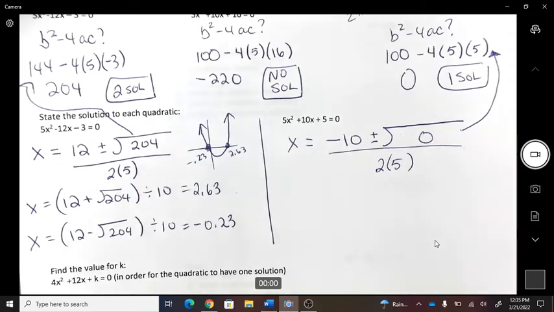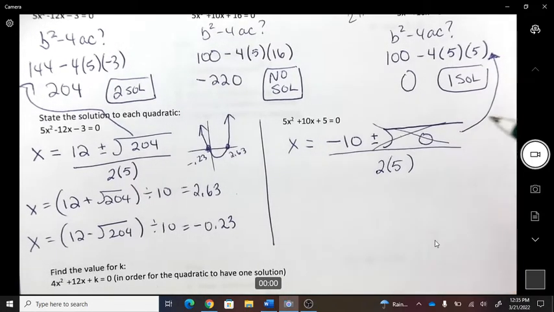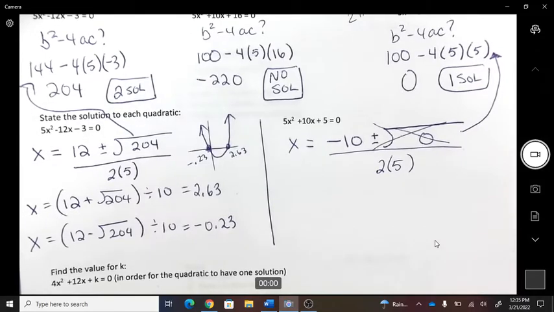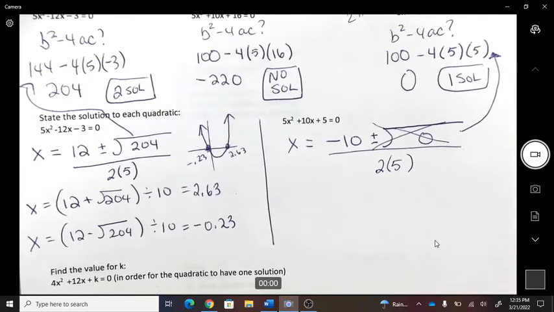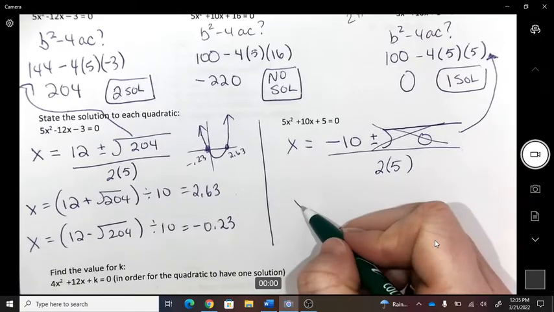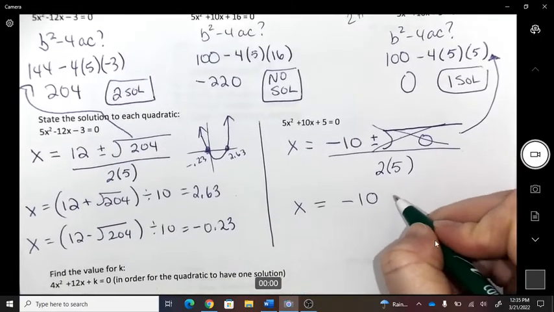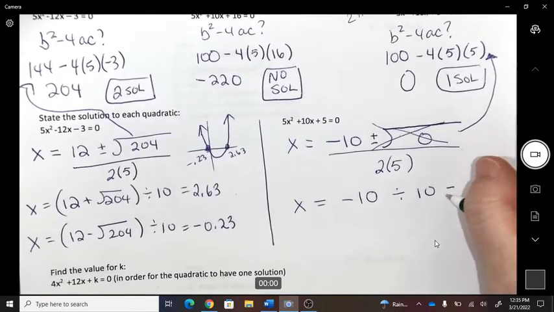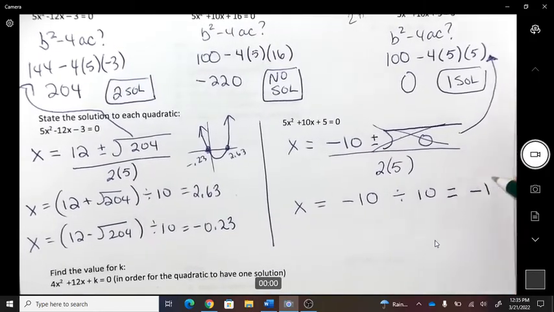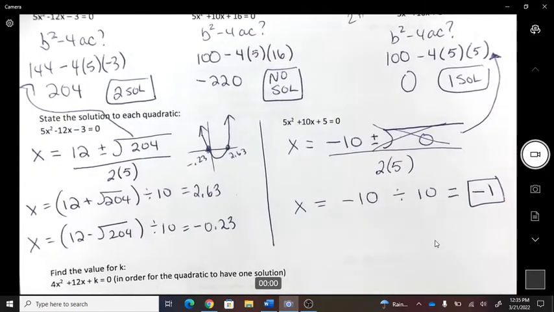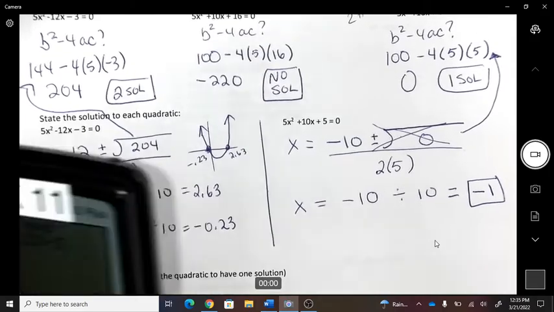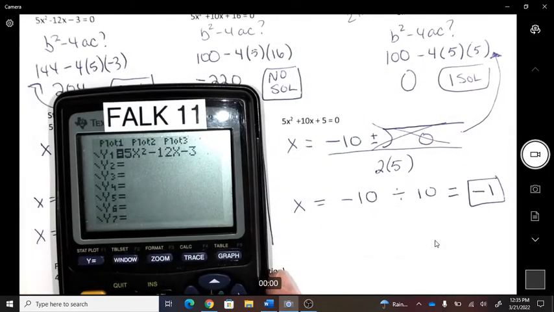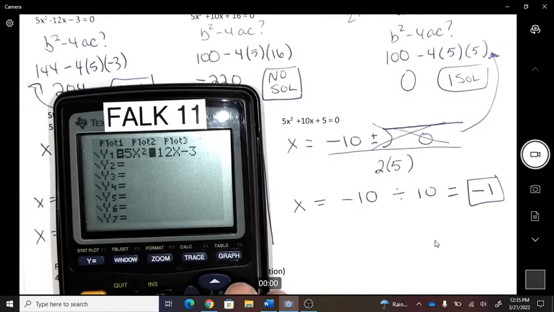Okay, do we understand that this is irrelevant? Adding or subtracting 0 is going to do nothing. So what is negative 10 divided by 10? We can do that one in our heads. Should be negative 1.